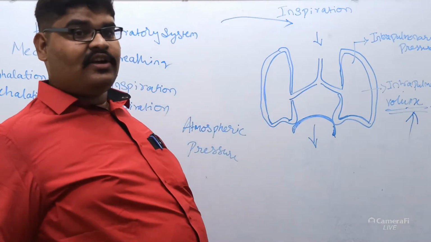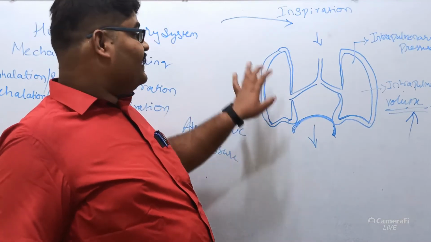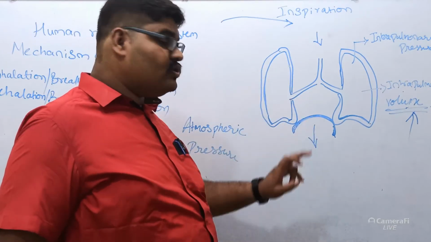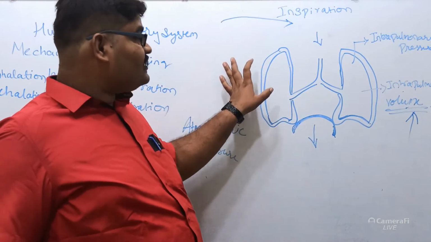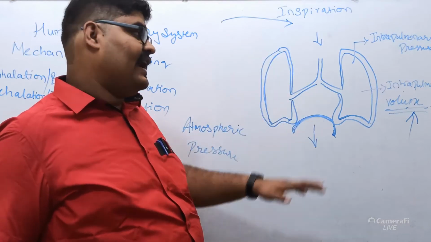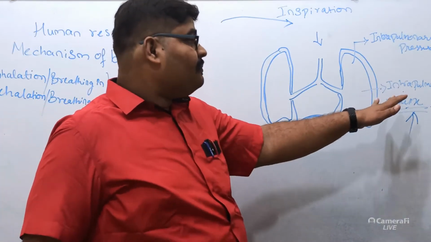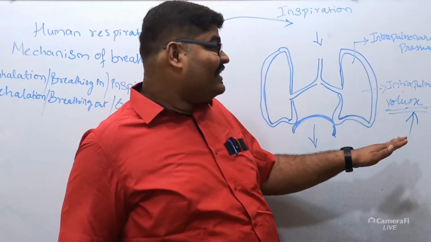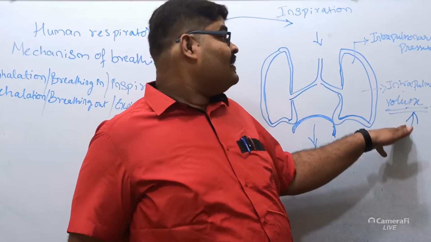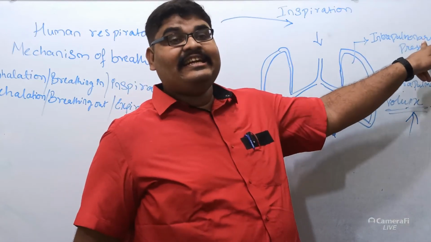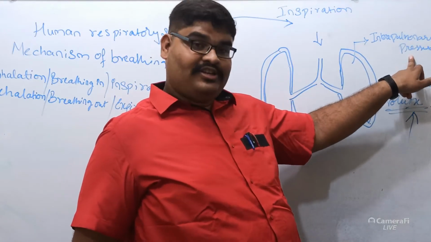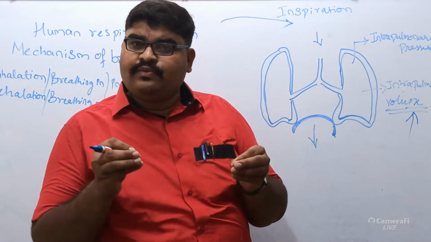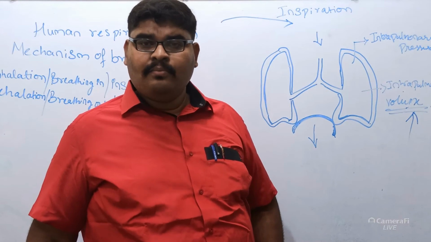So you are understanding the concept. The intercostal muscles and the diaphragm contract, and the diaphragm goes downwards. Due to this contraction, the intrapulmonary volume increases. With the increase in intrapulmonary volume, there is a decrease in intrapulmonary pressure. As we increase the space, the less the pressure inside will be.